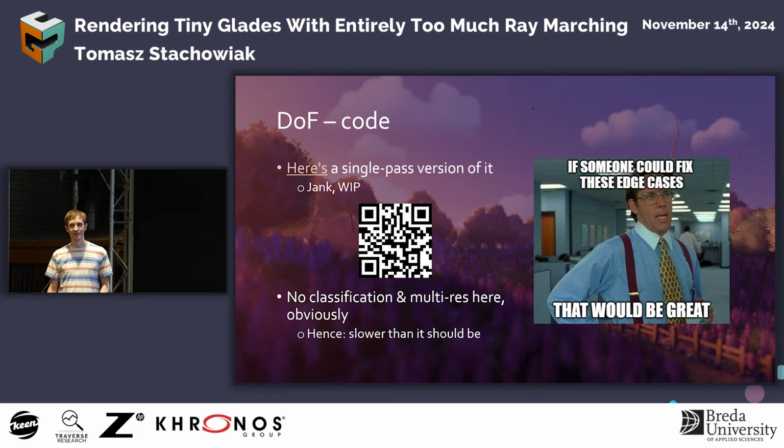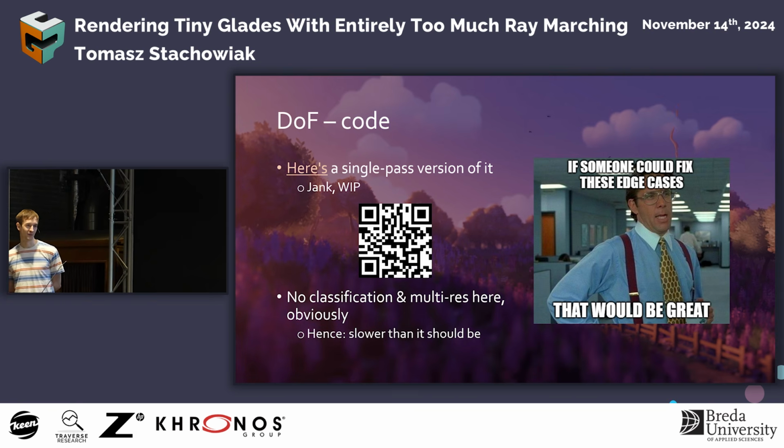It doesn't have any of the fancy multi-resolution stuff, so it's going to be slower than the version we have right now, because that requires quite a complex pipeline, multiple compute shaders, analyzing all the content.